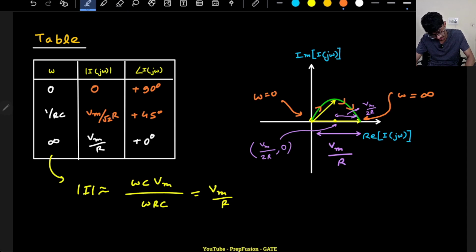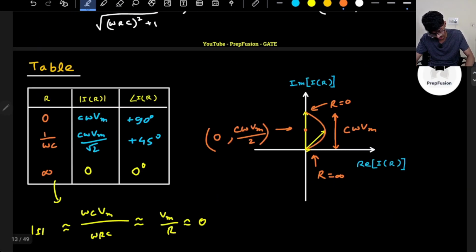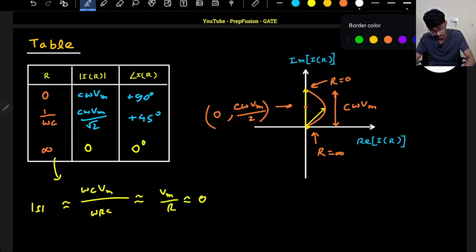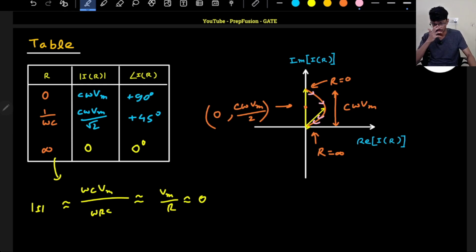In this locus diagram, the arrow has a very high significance. Make sure to put the arrows to add meaning to the diagram. Without arrows, your diagram does not have any meaning. So we start from here, R equals 0, and we go on till here, R equals infinity. So I hope you have understood this point.